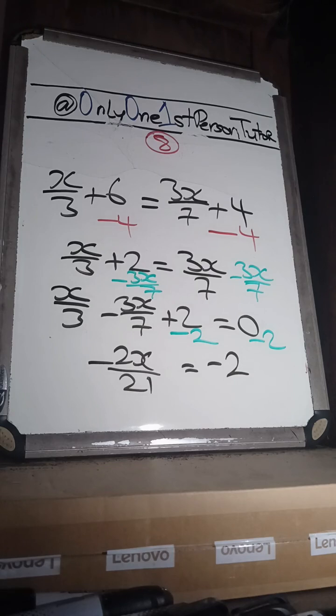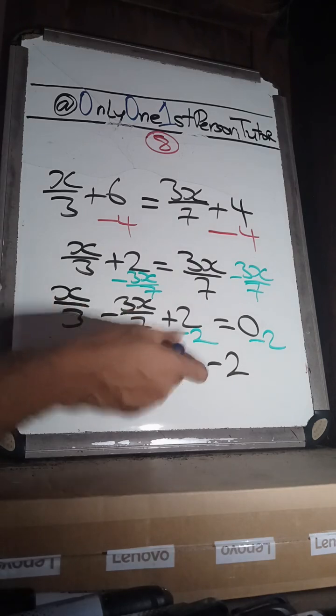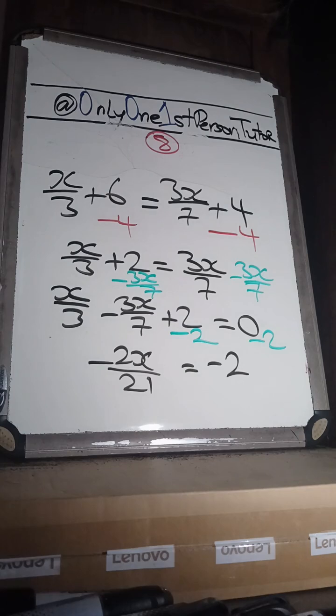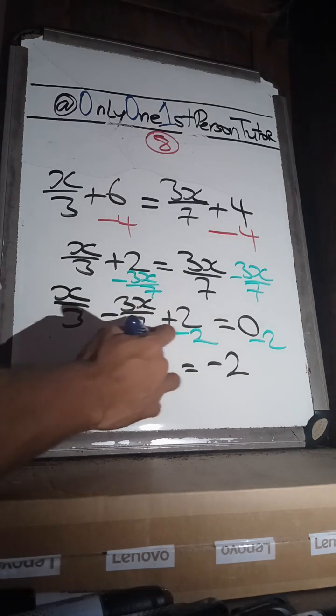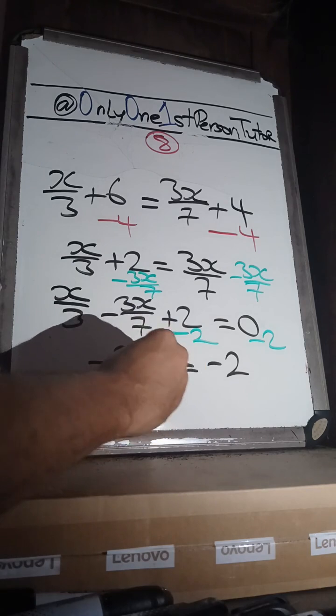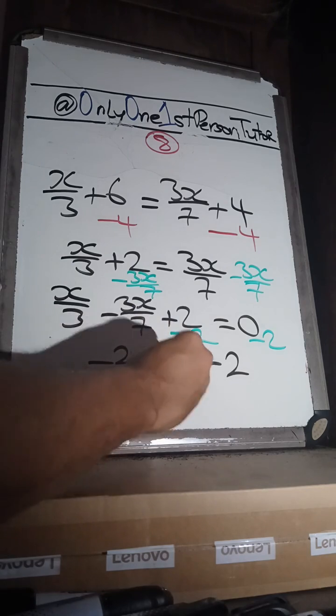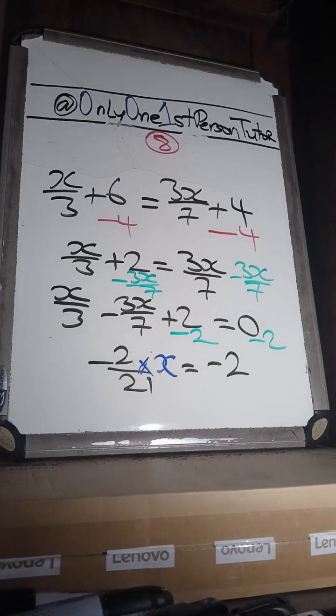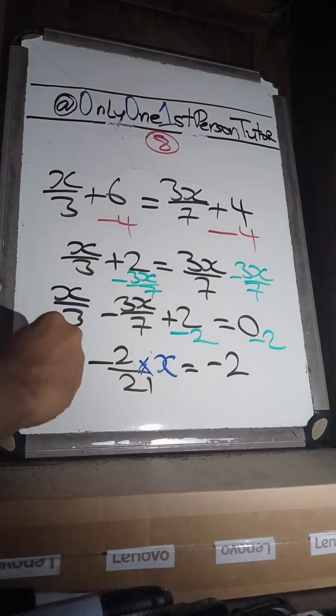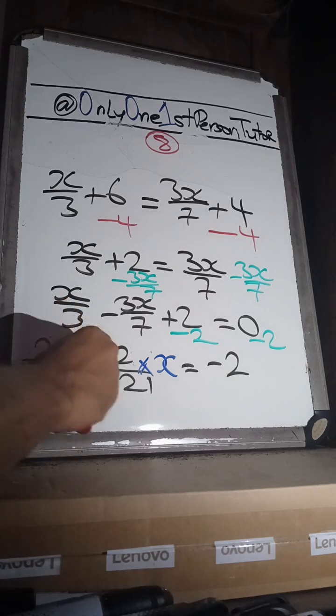Yeah. So again, the x is up here. So it's not 1 over x, it's x over 1. So because it's x over 1, you're multiplying this by x, yeah? So it's not being multiplied by 1 over x, it's being multiplied by x over 1. So therefore, you can multiply both sides by minus 21 over 2. So let's do that. Multiply both sides by minus 21 over 2.